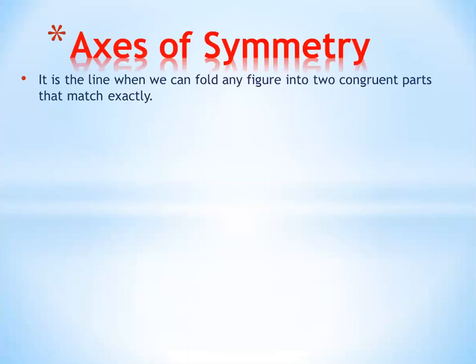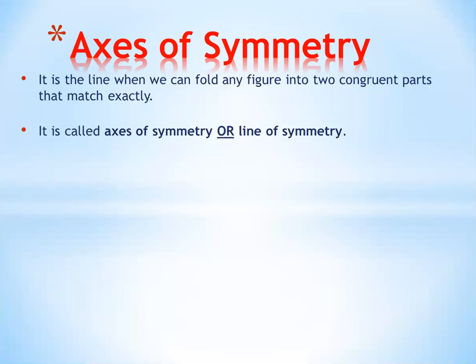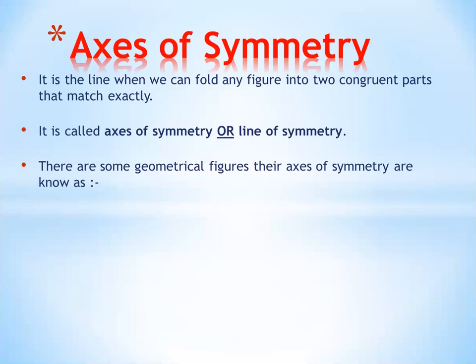Second thing, the axis of symmetry. It is the line where we can fold any figure into 2 congruent parts that match exactly. It is called the axis of symmetry or line of symmetry. What does axis of symmetry mean? It means that you have a polygon, you can cut it into 2 equal parts that are congruent to each other and match exactly.